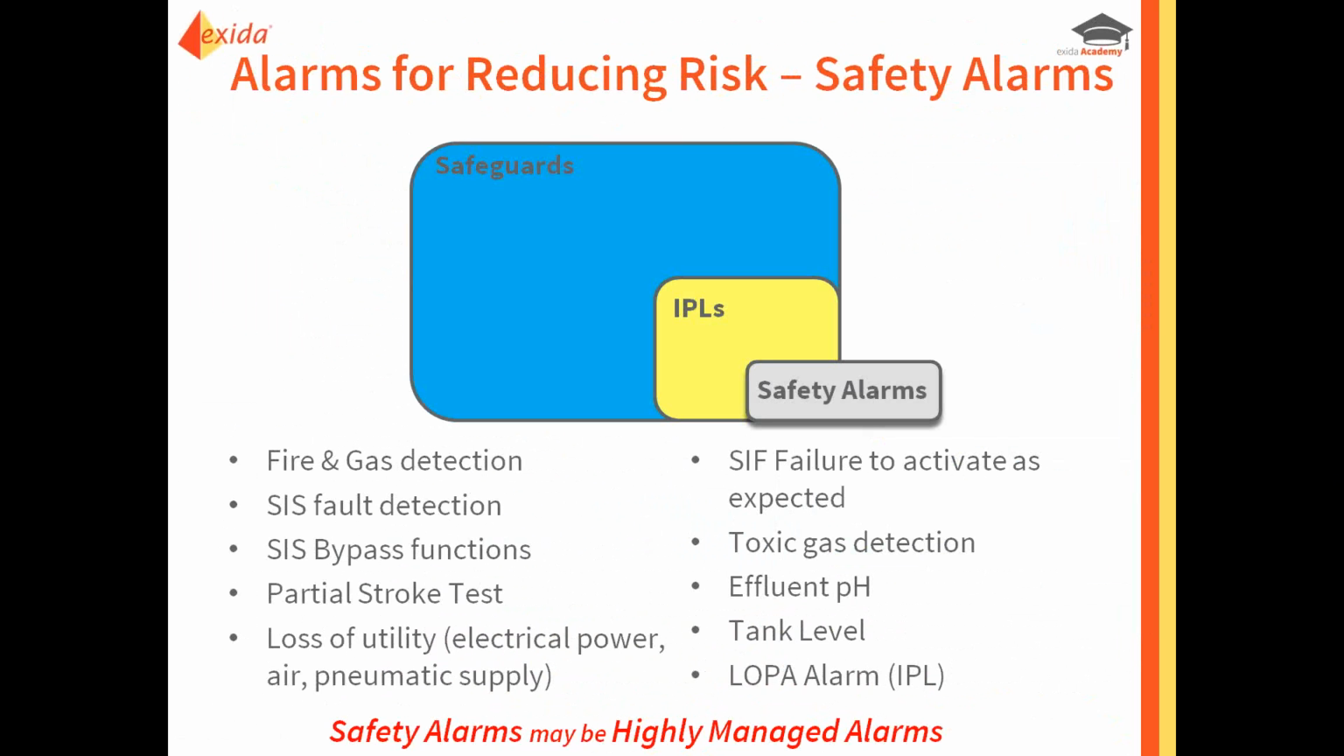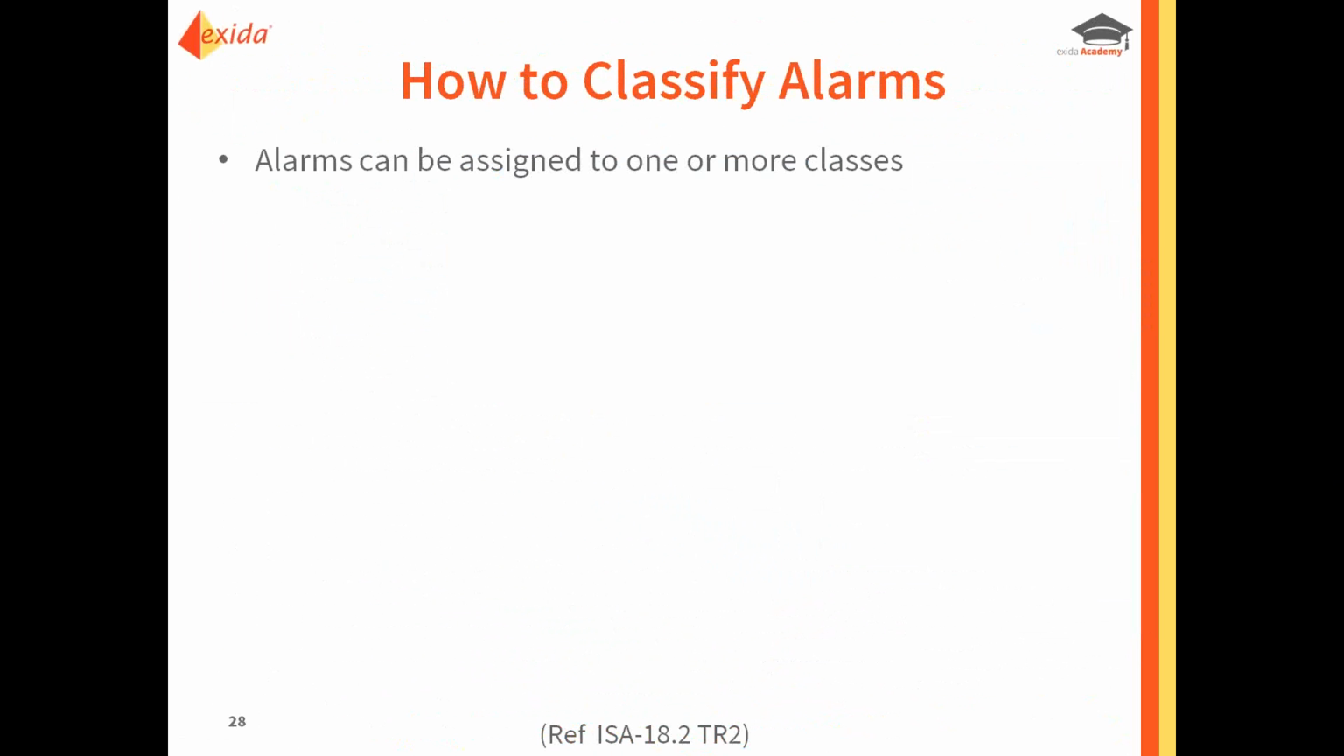Now, you would expect that a safety alarm would probably be classified and treated as a highly managed alarm. If we look at the alarms that are on this list, chances are we would want them to meet the requirements that we just talked about, those additional, more stringent requirements. So now we looked at some examples of classes. How do we classify a given alarm?